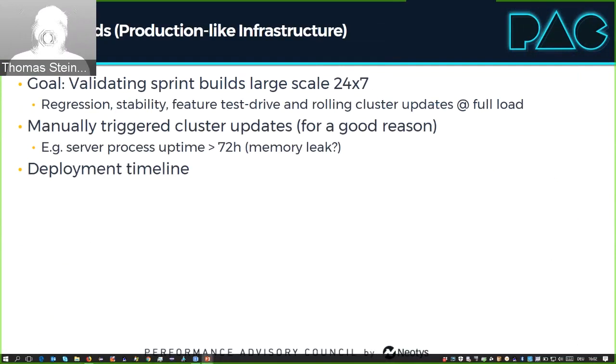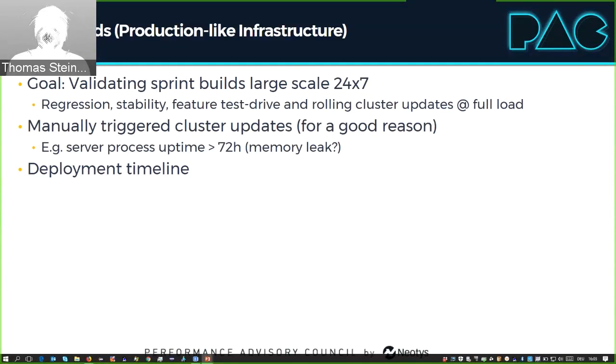It's about regression, of course, stability, feature test driving of new things, large scale, and a very important one for us because it defines the downtime. So SLA agreements is really, are we still able to do rolling cluster updates at full load without troubles? So, not stopping every JVM and deploying a new build, but really, for instance, one after the other. So in a rolling fashion, are we still able to do that at full load, for instance?